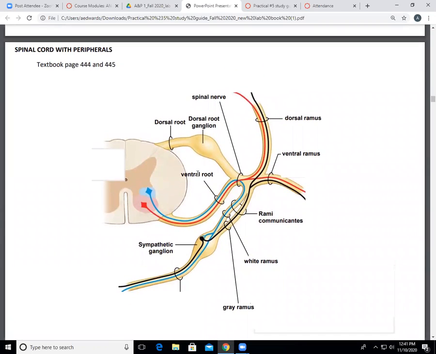All right, so here's another view, same structures. Again, here's your dorsal root ganglion, your dorsal root, which makes this the ventral root. Here's that sympathetic ganglion. So it makes these the rami communicantes, connecting out toward the spinal nerve, which separates into the dorsal ramus and the ventral ramus. Dorsal ramus is going to innervate the back of the body. Ventral ramus is going to innervate the sides and the front. But you have both a gray ramus and a white ramus that make up your rami communicantes.